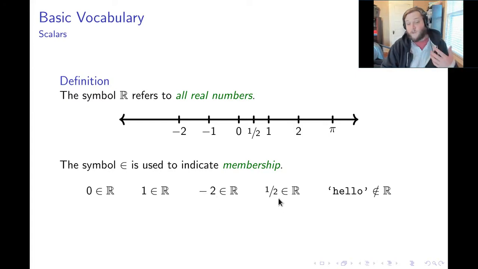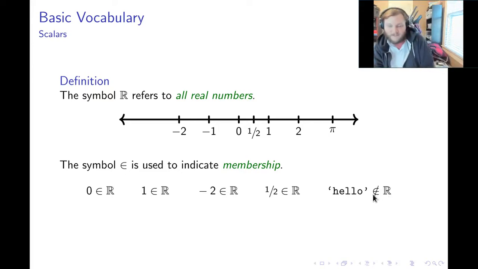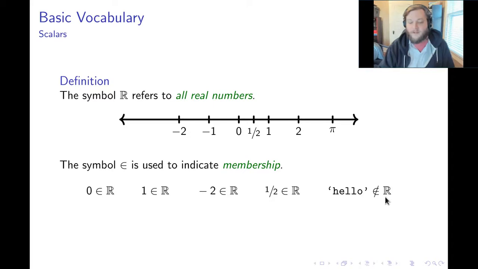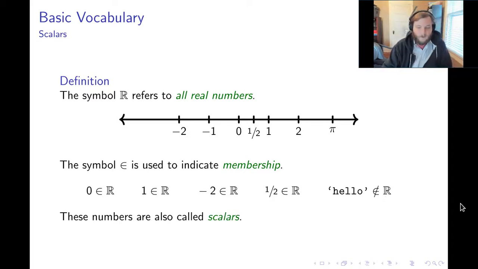But sometimes we work with things that aren't real numbers. For example, the word hello is a word in the English language. It's not a real number. So we can efficiently communicate this by writing hello and then fancy E struck out R, where we cross out the fancy E to indicate that the word hello is not a real number. And when we use the term number in this course, we might instead use the term scalar. This is very common.